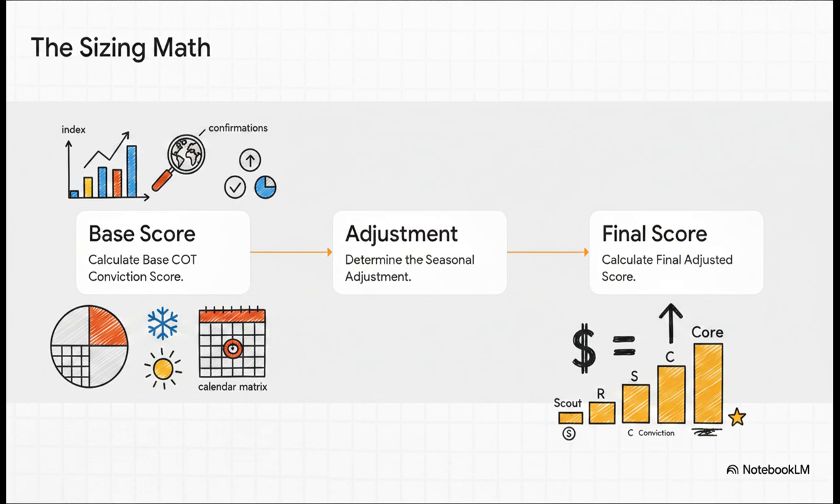Step 1, calculate your base COT conviction score using your standard framework, looking at the index, the confirmations, the delivery data. Step 2, go to the calendar matrix we just learned and determine the seasonal adjustment factor for that specific month. Step 3, add those together to get your final adjusted score. This final number mechanically dictates your sizing tier. Whether you go in at core, conviction, standard, recon, or scout size, you let the math dictate your exposure.